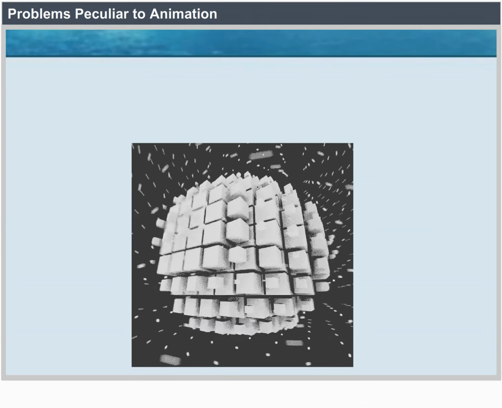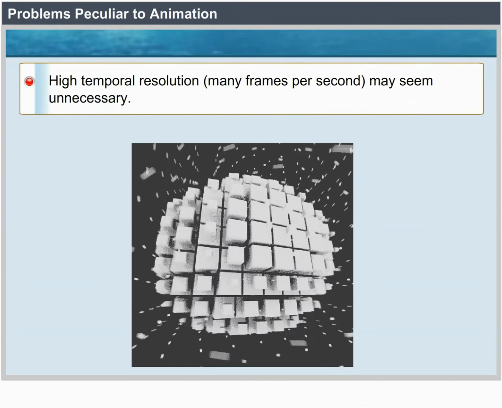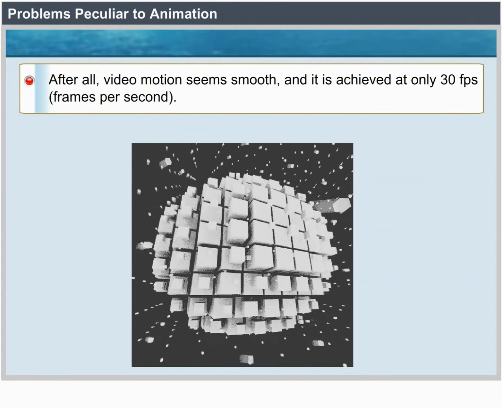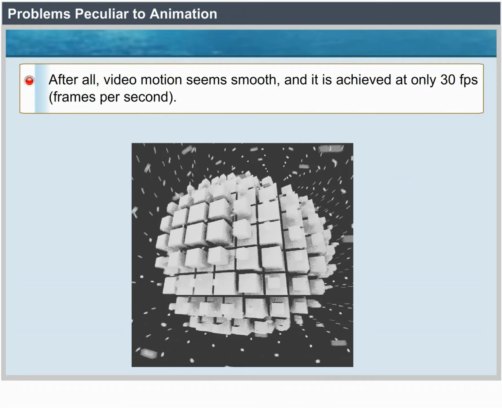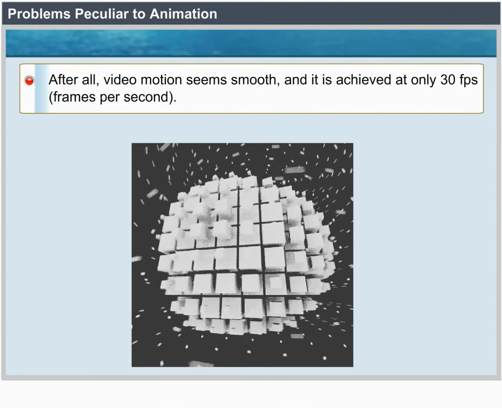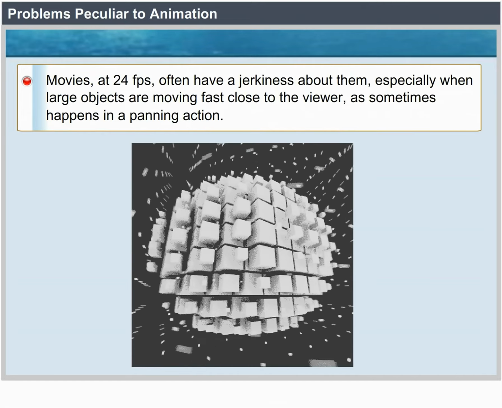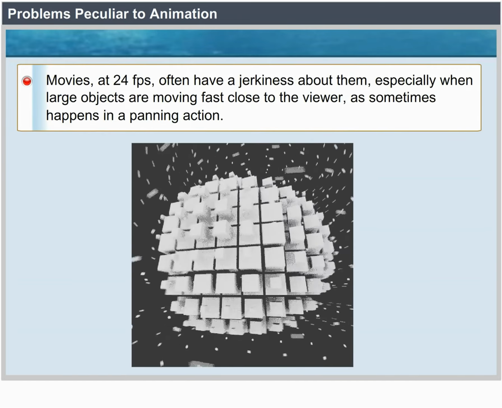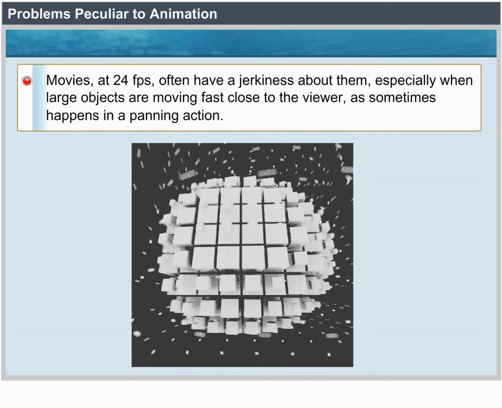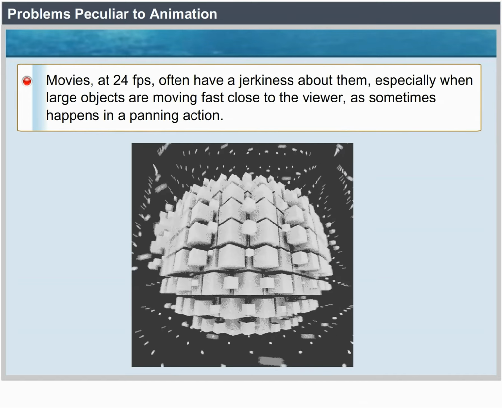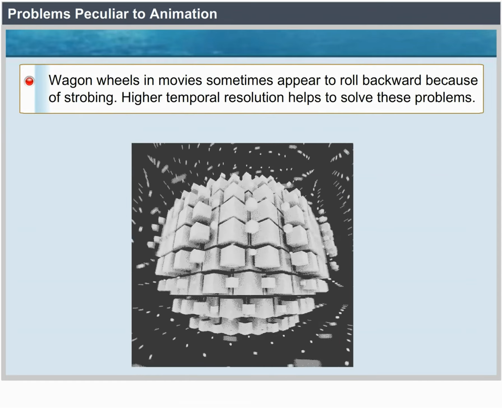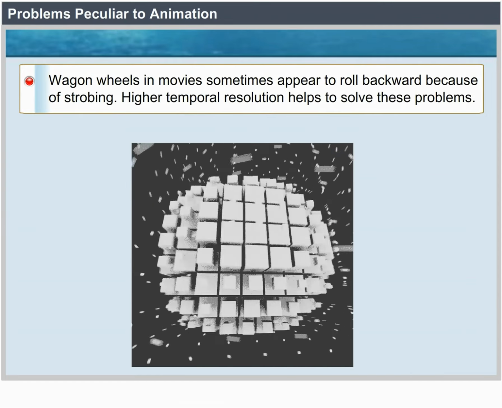High temporal resolution, many frames per second, may seem unnecessary. After all, video motion seems smooth, and it is achieved at only 30 fps, frames per second. Movies at 24 fps often have a jerkiness about them, especially when large objects are moving fast close to the viewer, as sometimes happens in a panning action. Wagon wheels in movies sometimes appear to roll backward because of strobing. Higher temporal resolution helps to solve these problems.